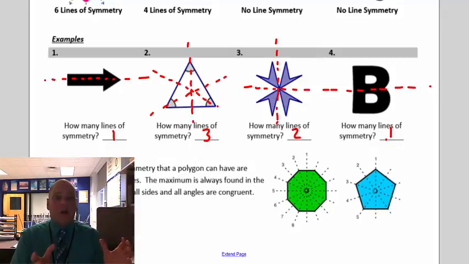If it's not regular, you may not have that many. It may be less. It will be less if it's not regular. You could still have some, but if it's not regular, you could have less.